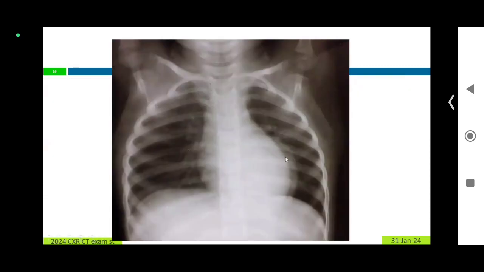Again, this is not double action by your heart. This is not a movement artifact by the heart. This is something more than what you see beyond the heart. This is a duplication cyst. Don't miss this out, don't say this is a movement artifact. Okay. I will show you the CT, then you will be able to understand.